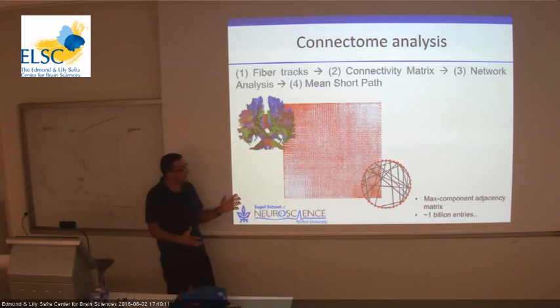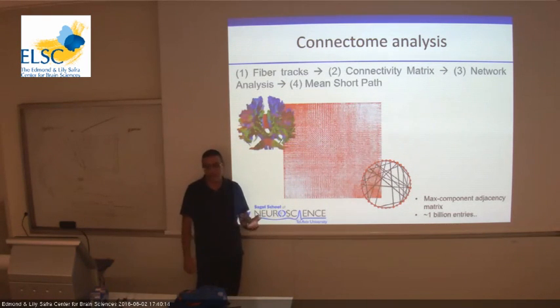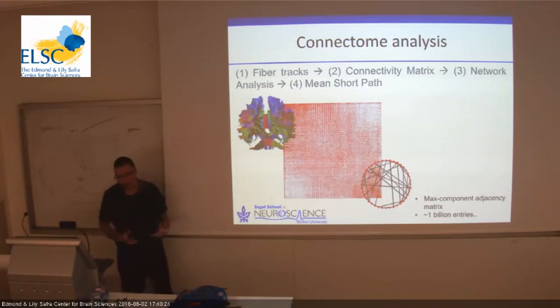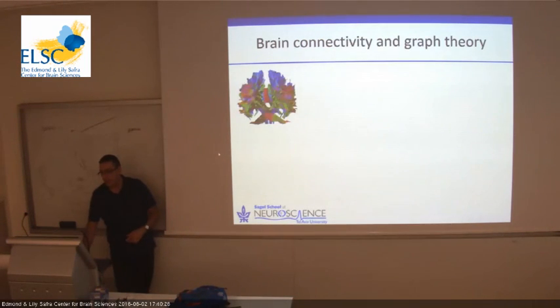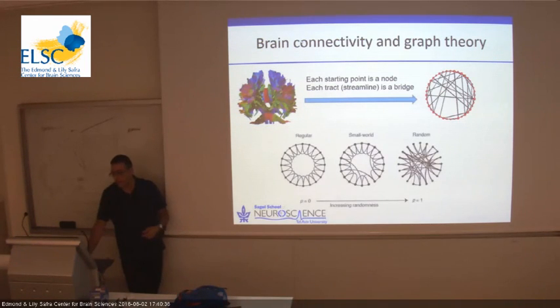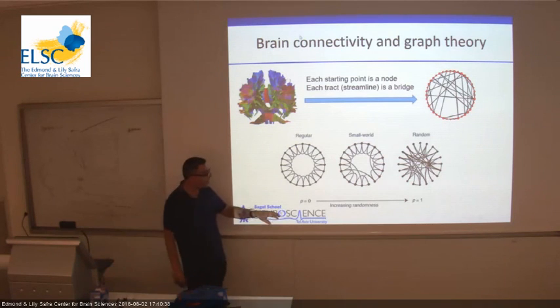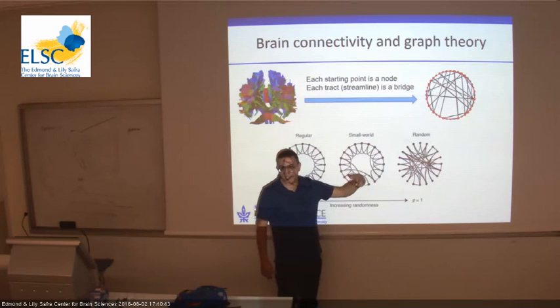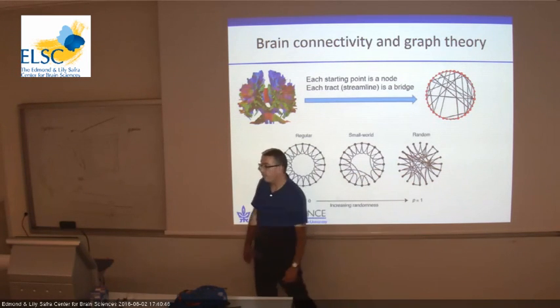And then you take this matrix and you say what is, for example, one parameter is measuring the efficiency of the connection. How many steps on the average will take you from each point to all the other points. You average those and you get this kind of information. So each starting point is a node in terms of graph theory, and each tract is like a bridge, and you can compare those, and this is where you can calculate our efficiencies, if it's a regular network, if it is a small world network, which means that it is very efficient, if it's a random network, etc.